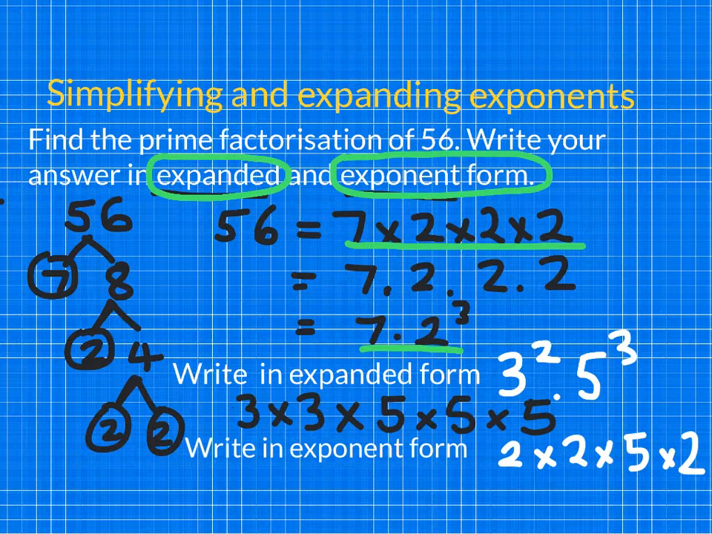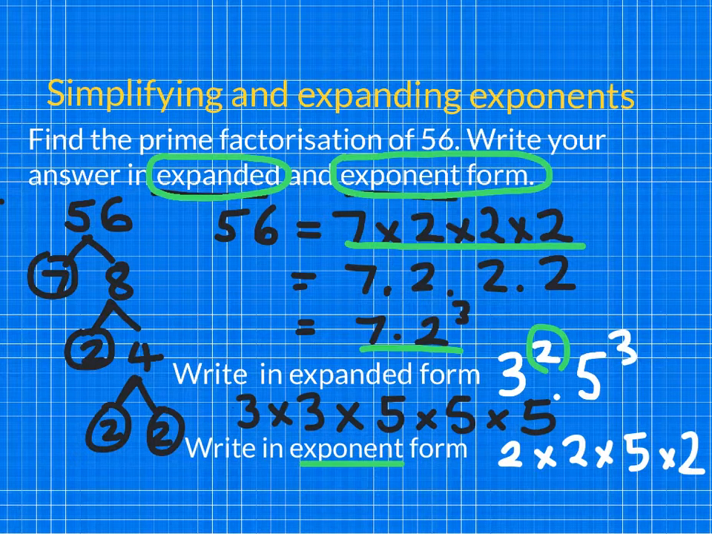If instead we're asked to write in exponent form 2 times 2 times 5 times 2, what the exponent means is it is in a kind of power. So the exponent is like this power of 2 over here. It's the power. So in exponent form we need to rewrite it in a kind of shorthand.